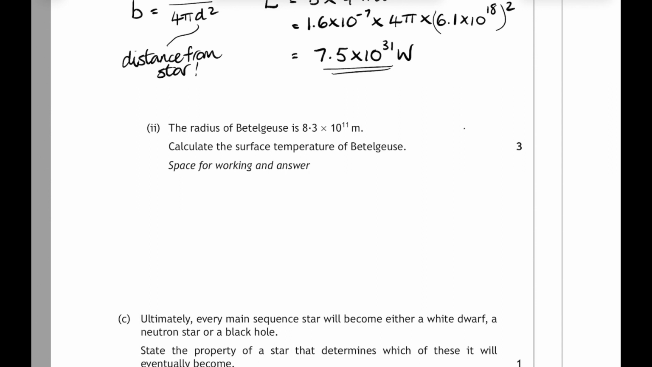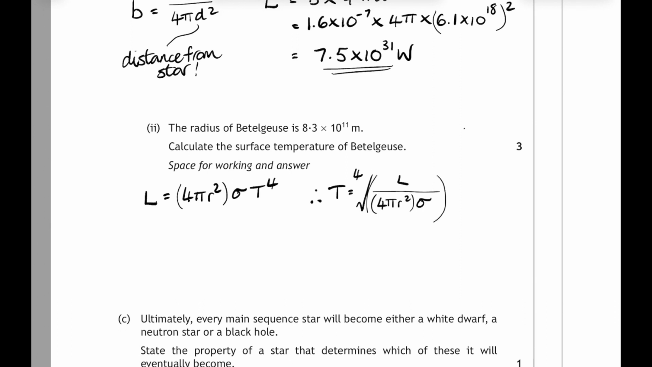Well, we need a relationship that's got luminosity and surface temperature. So the one we're looking for this time is L equals 4 pi r squared sigma T to the 4. Again, I'm going to let the side down here because I'm going to rearrange it first and get T as the subject of the equation. So T will be the 4th root of L over 4 pi r squared sigma. And it's the 4th root of all of that thing, so let's bracket it.